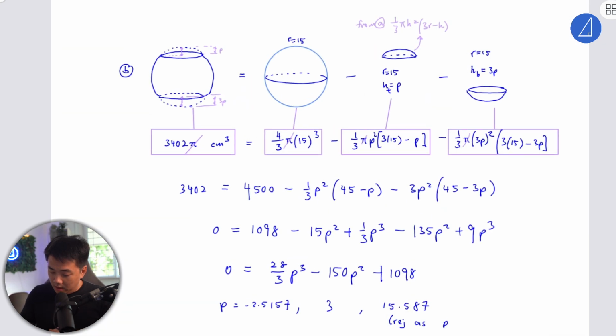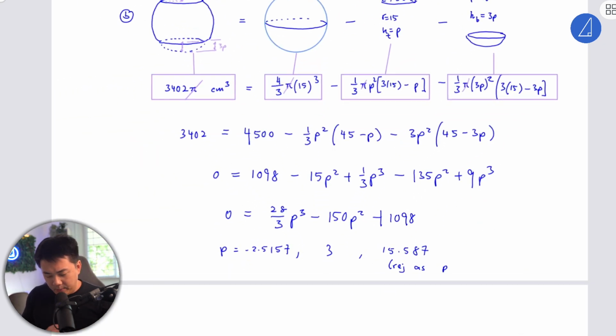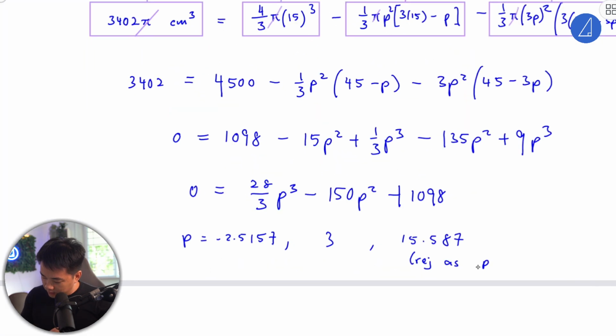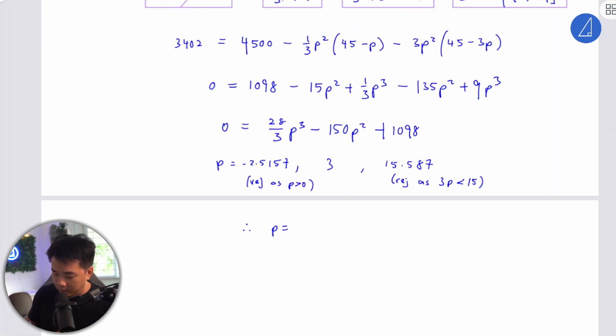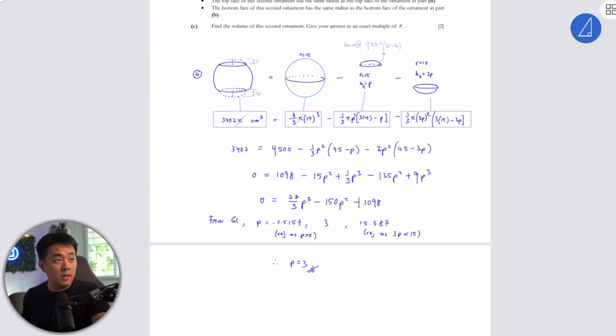Because 3p is less than r, which is less than 3. So similarly with this one, reject as p has to be positive. Okay, so in this case, what I get is actually p is just equal to 3. There you go. So that's the second part, B.